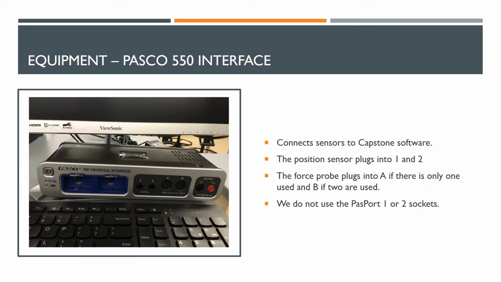Here is a picture of the PASCO 550 interface that we use in our labs. It connects the sensors to the CAPSTONE software. The position sensor, which we'll be using today, plugs into ports 1 and 2. Force probes, which we'll be using in a few weeks, plug into A if there is only one, or A and B if two are used. We never use the PASPORT 1 or 2 sockets.